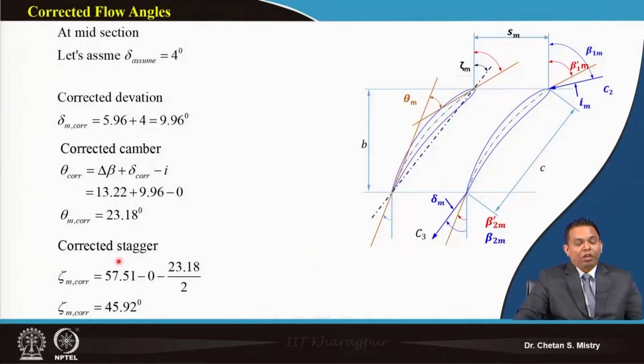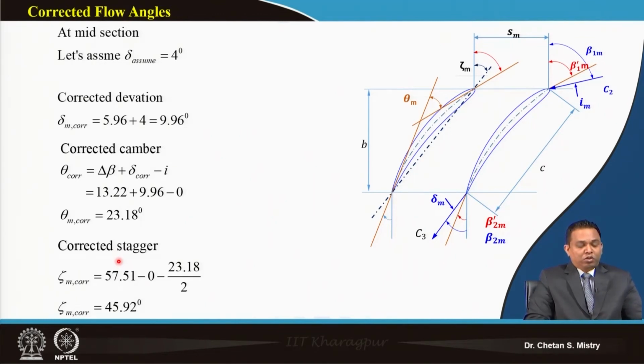Now, we have discussed for rotor 1 that we assumed our deviation angle, and again for this rotor 2 also we can assume a deviation angle of 4 degrees. If that is your case, you will have a corrected deviation angle. Based on that corrected deviation angle, we need to calculate the corrected camber angle as well as the corrected stagger angle. So, we will have all this calculation for that.